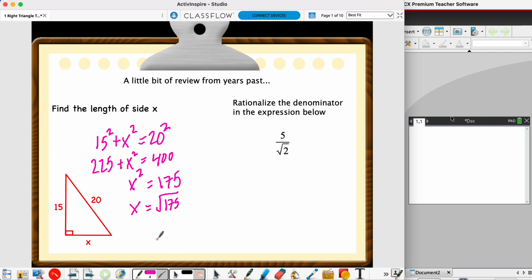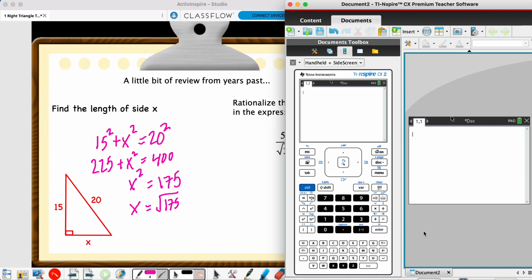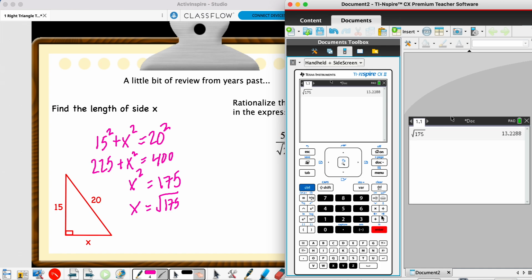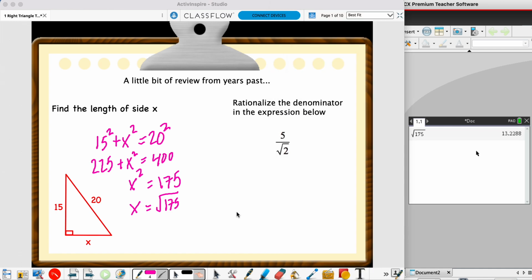For today, we don't need to worry about simplifying this. To simplify this, it would be 5 times the square root of 7. If you want to get an estimation in your calculator, you just type in square root of 175, and then you can press Control, Enter, get the squiggly, we get 13.23. For this certain problem, we don't need to worry about the plus or minus out in front because we're talking about the length of a side.